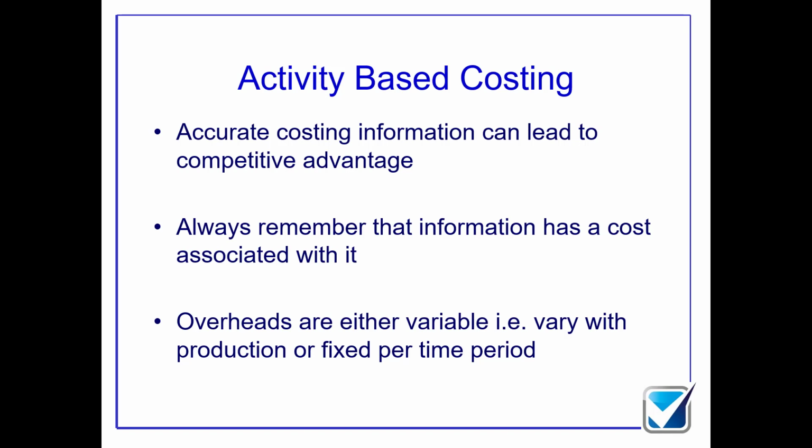Now, this means that, and this is where the big benefits come from. So this means that if we've got more accurate costing information, we should be able to determine exactly what type of activities incur costs.